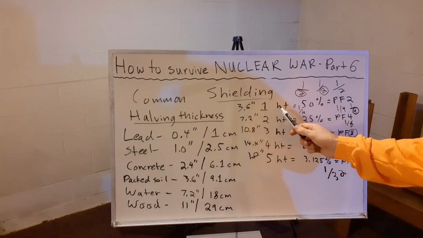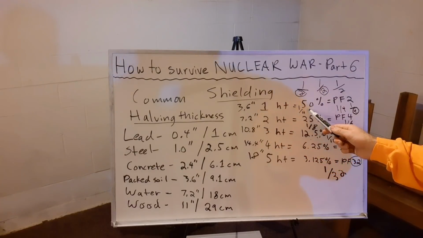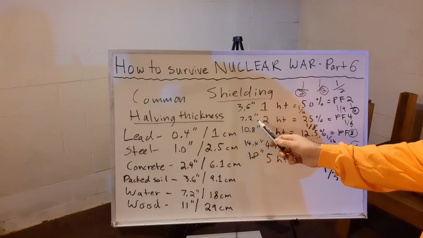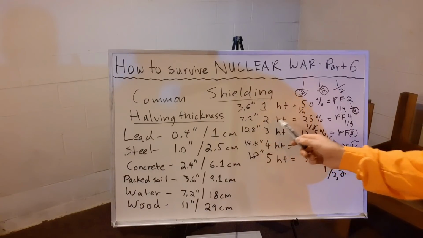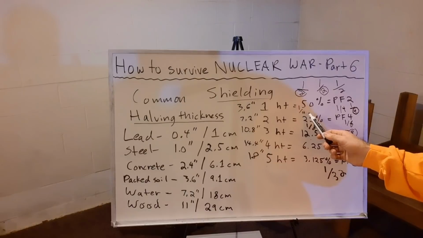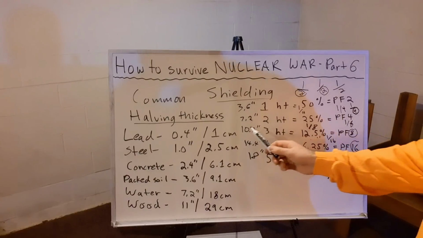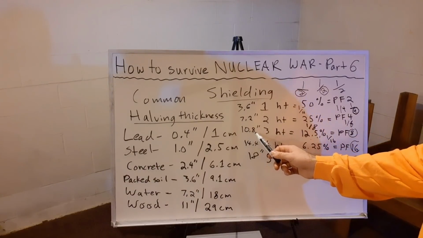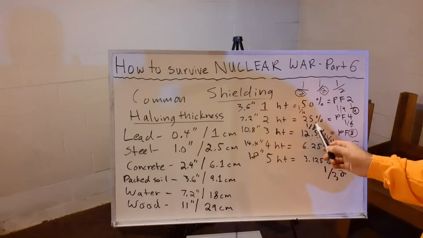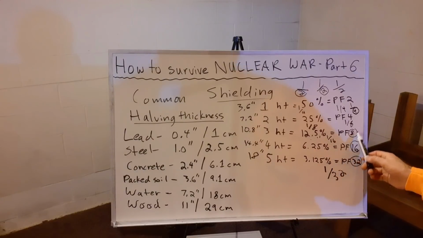So one halving thickness of packed soil, 3.6 inches, reduces the radiation 50% for a protection factor of 2. 7.2 inches of packed soil gives us 2 halving thicknesses, which reduces the radiation down to 1/4 or 25%, or a protection factor of 4. 10.8 inches of packed soil gives us 3 halving thicknesses, or 1/8 of the radiation, so 12.5%, or a protection factor of 8.